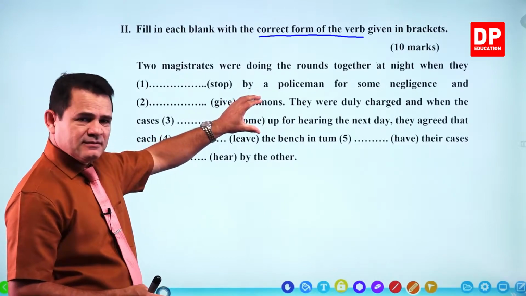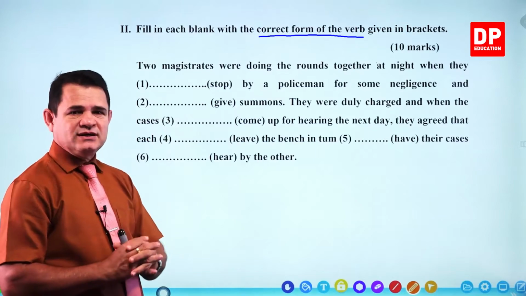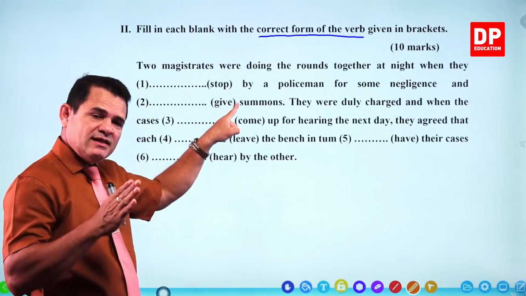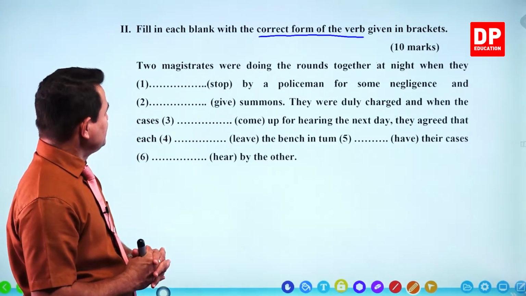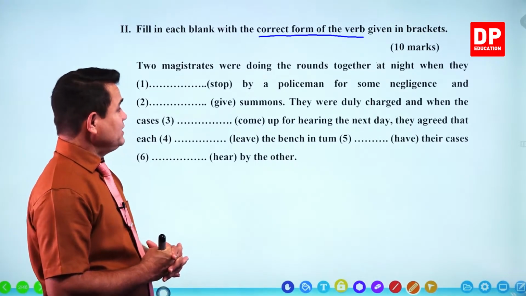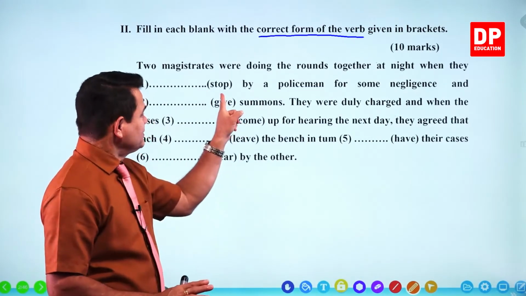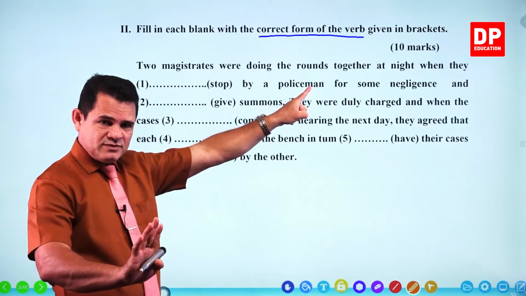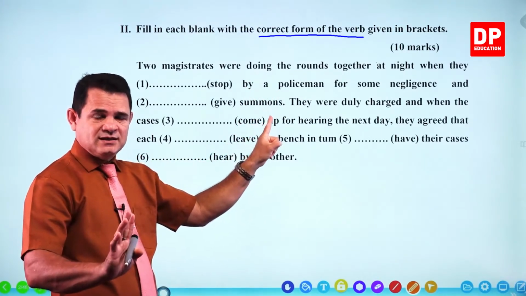Now let's see, to get that meaning, let's look at these words. If we put the given words in place, we can get that meaning correctly. Now look at this once again. Two magistrates were doing the rounds together at night when they blank stop. When they stop by a policeman. By a policeman, by whom? By a policeman.